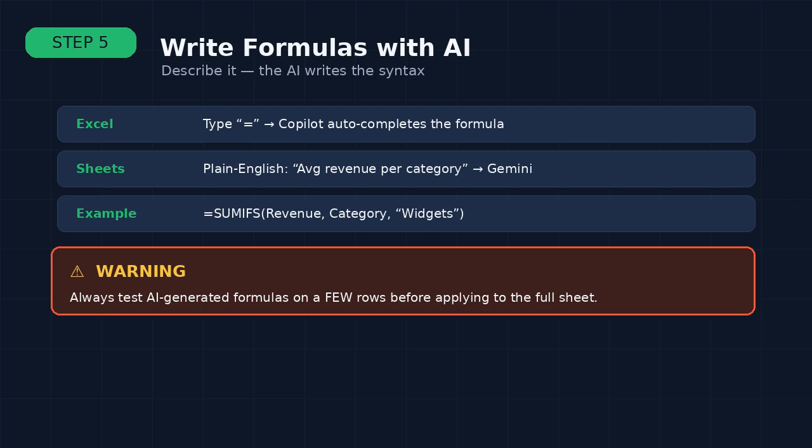Now, let's write the formulas. In Excel, type an equal sign, and Copilot auto-completes the right formula for you. In Google Sheets, type what you need in plain English, and Gemini writes it. But here's a warning, and I really want you to hear this. Always test an AI-generated formula on a few rows before applying it to the full sheet. Paste it into 1 or 2 cells, check that the numbers make sense, then run it across everything. AI is brilliant, but verify first.